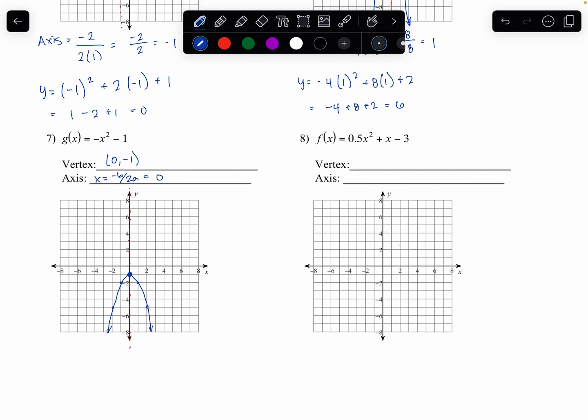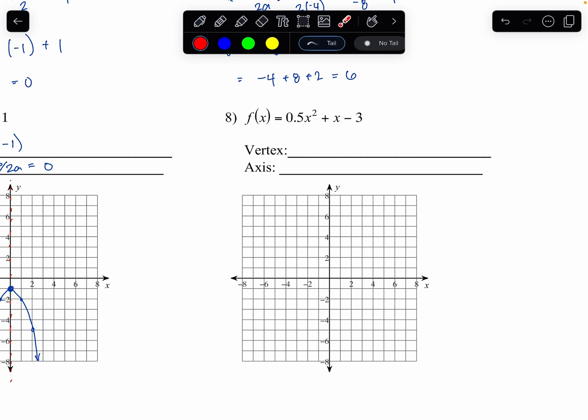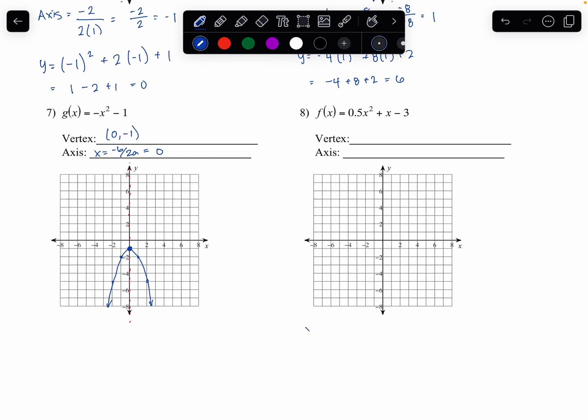All right, let's try 8. In 8, we do have a middle term. Let's go ahead and find the axis. x is going to be equal to negative b over 2a. The middle term x has a coefficient of 1. Even though you don't see it, it doesn't mean that b is 0. If it's not there, it's 1, because we still have this x here. This is 1x, not 0x. 0x would look like this right here, where there is no x.